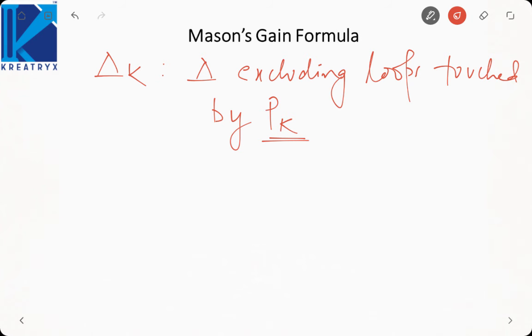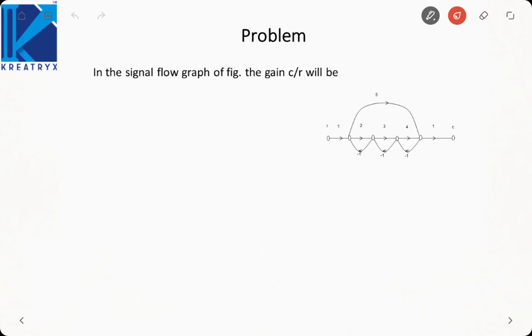So let me show this by an example. Suppose this is my system that is given to me. I need to find the gain C by R. If you see, let me mark the nodes here: A, B, C, D, E, F. So let us take the first forward path.